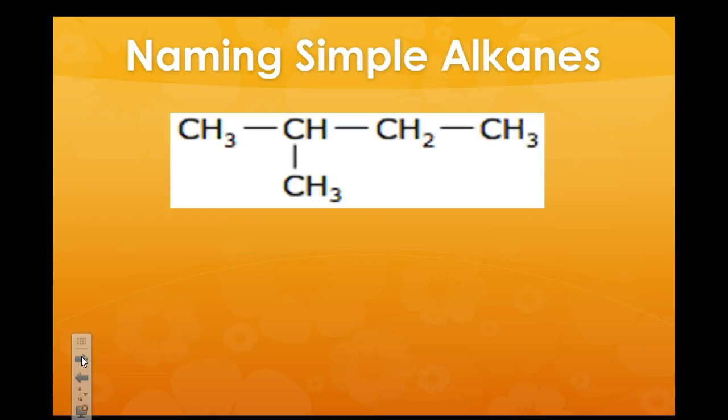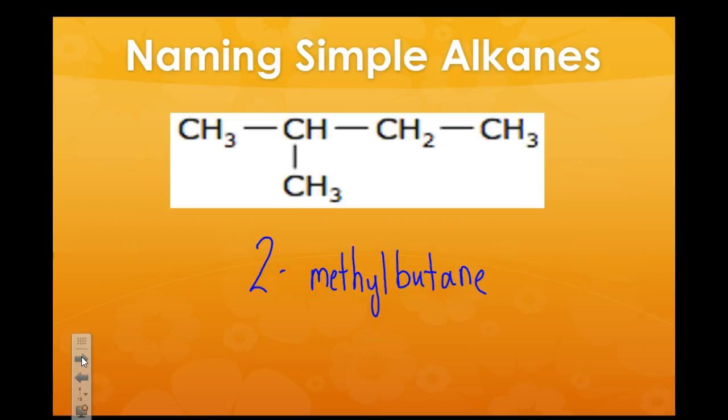Okay, if you take a look at this structure, any suggestions of what the name could be? Butane. Butane. Pentane. Butane. It is actually a type of butane. My longest stretch is 4. Do you know the naming rules? The correct name for this is actually 2-methylbutane.